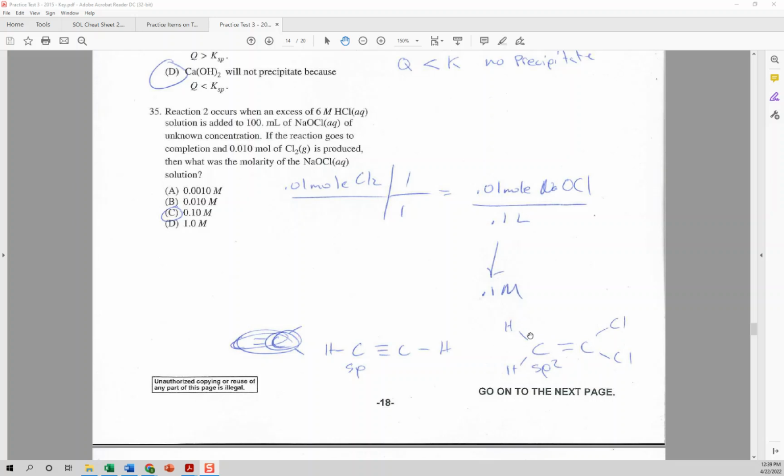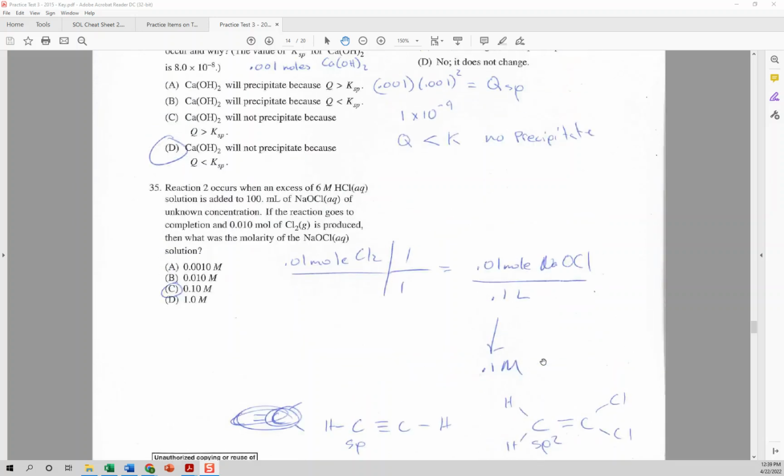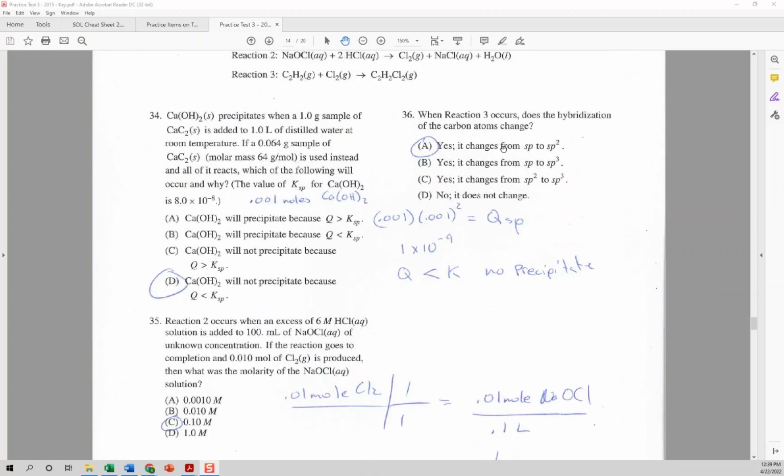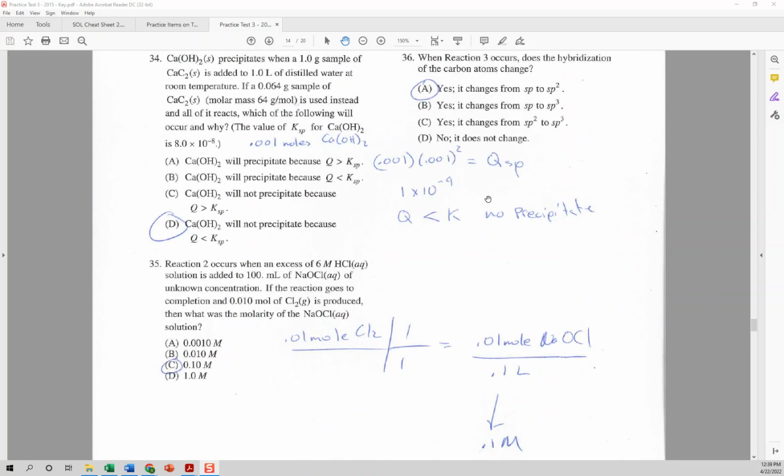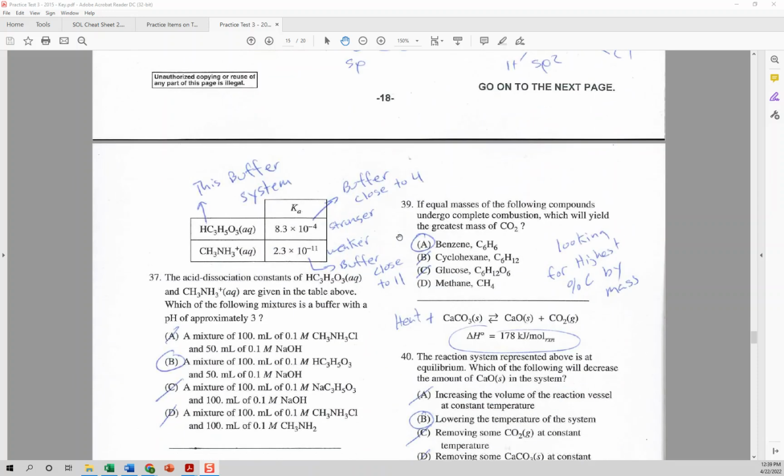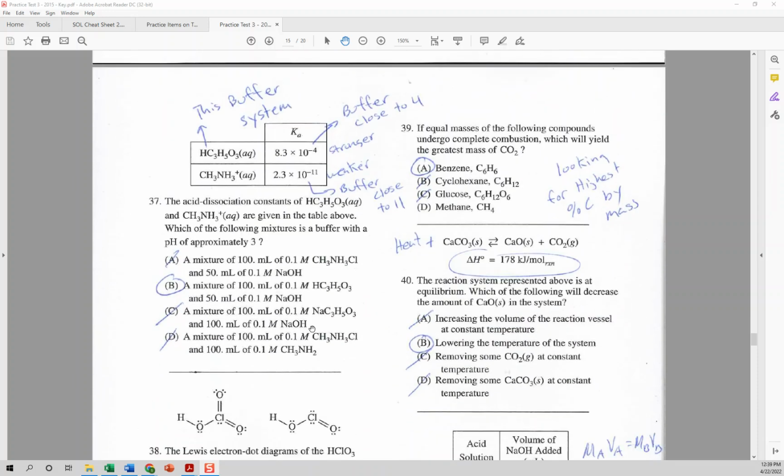All that matters is the carbon has 3 domains here, and it only has 2 domains here. So it's sp hybridized here, and it's sp2 hybridized there. So A is our answer. Okay. All right, so we go to 37.